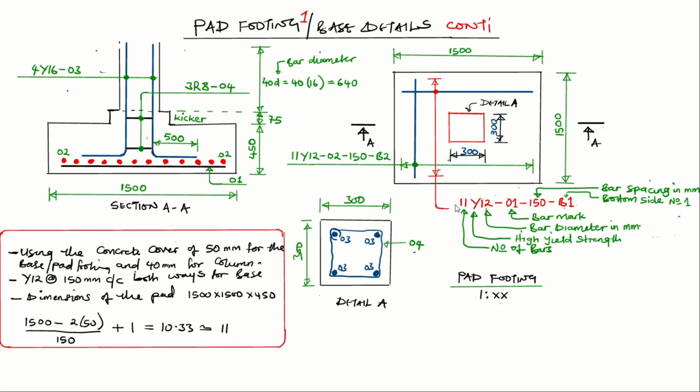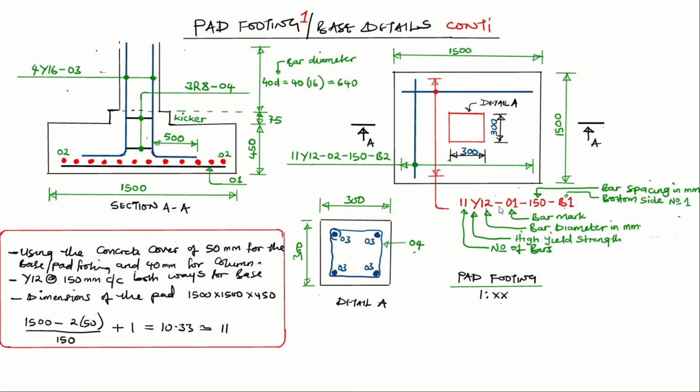Then you need to look at what type of reinforcements have been mentioned that are running along this span here and are being distributed from top to bottom. Now, we were told that in this case, there are Y12 reinforcements. So the Y is the high yield strength, and the 12 is the bar diameter, the diameter of the rebars.